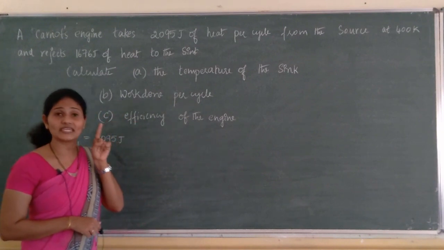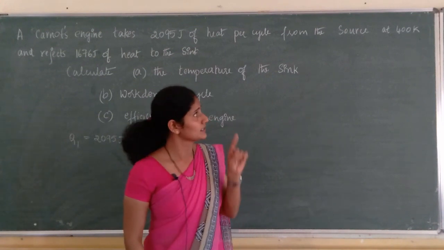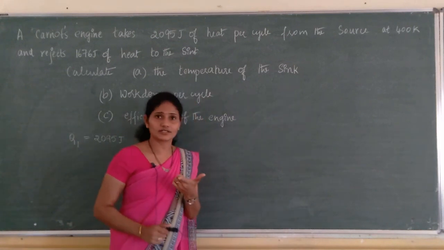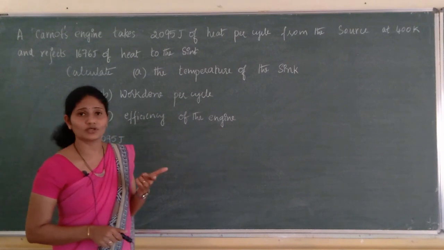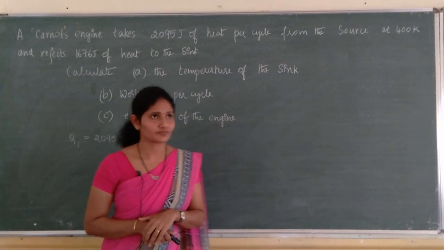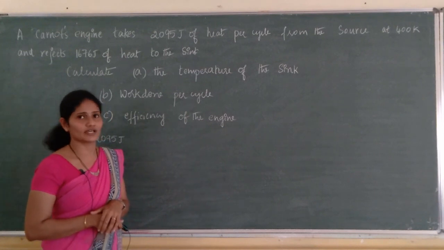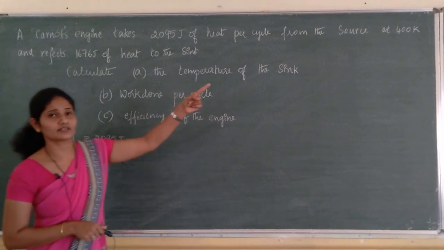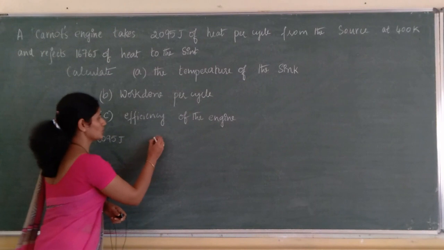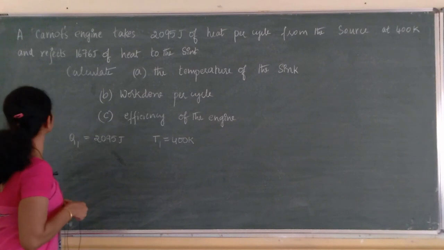The temperature should be in Kelvin. If it is in degree Celsius, then you have to convert from degree Celsius to Kelvin scale. I think you know the formula. How to convert degree Celsius to Kelvin scale? T is equal to Tc plus 273.15. So it is already in Kelvin scale, so no need to convert it. So 400 Kelvin. So T1 is given, T1 is 400 Kelvin.